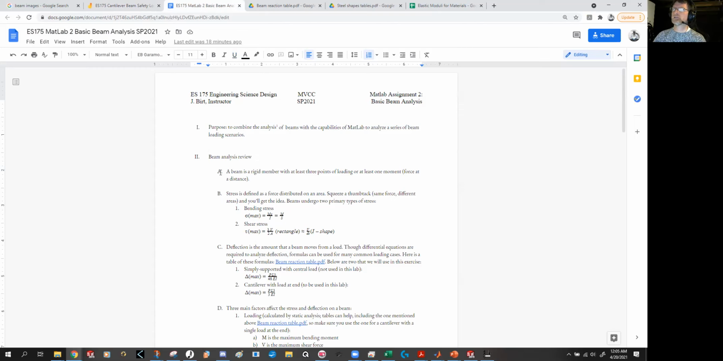A beam is a rigid member with at least three points of loading, or at least one moment, which is a force at a distance. Something's trying to bend it, loading it in three places, not just two like a tension or a compression, but something trying to bend it and break it, just like trying to break a stick over your knee.